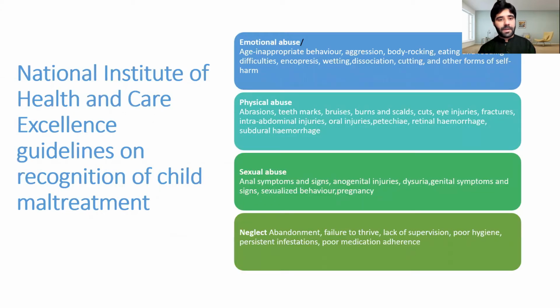NICE divided child abuse into four groups. Emotional abuse is conveying inappropriate messages to the child, that the child is not wanted, unloved, or flawed. Physical abuse includes actual physical harm to the child, beating the child, or corporal punishment. Sexual abuse is a non-consensual sexual act with a child. Neglect includes not providing adequate physical need or protection to a child.